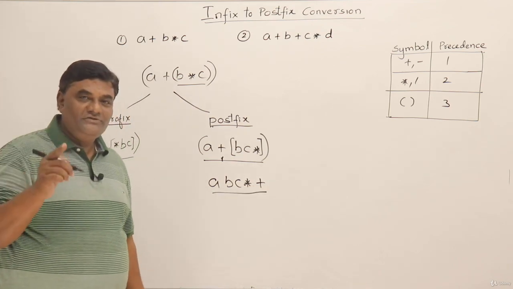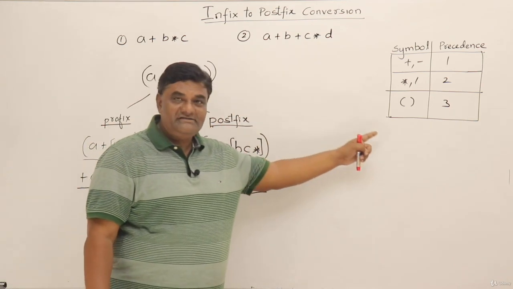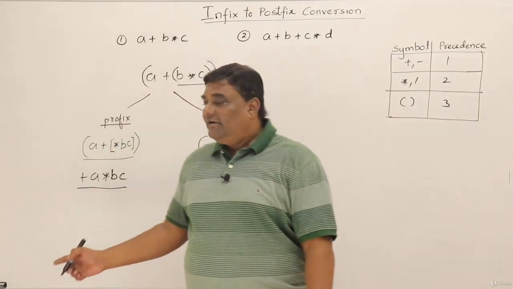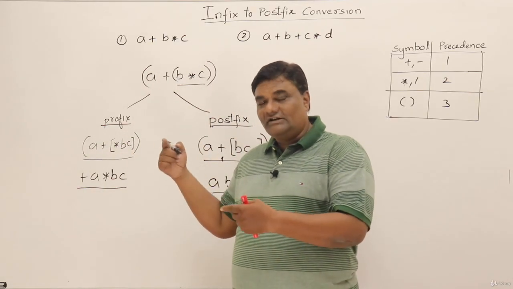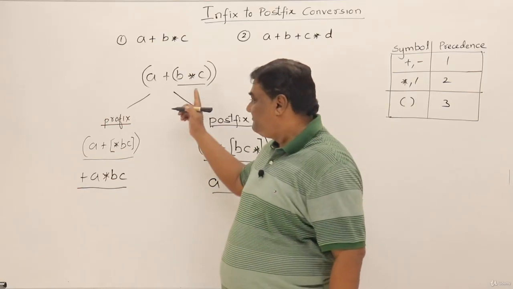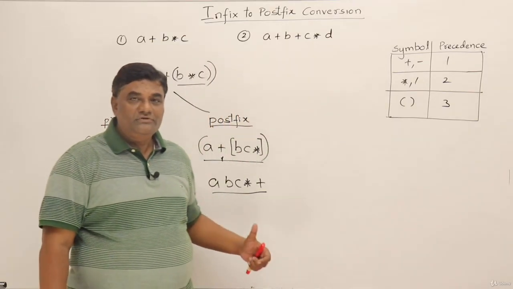So quickly let me show you the procedure. First of all, you fully parenthesize it based on the precedences. Then whichever one has to be evaluated first, you go on evaluating them in the order of their evaluation. But don't evaluate, convert it into prefix or convert it into postfix.